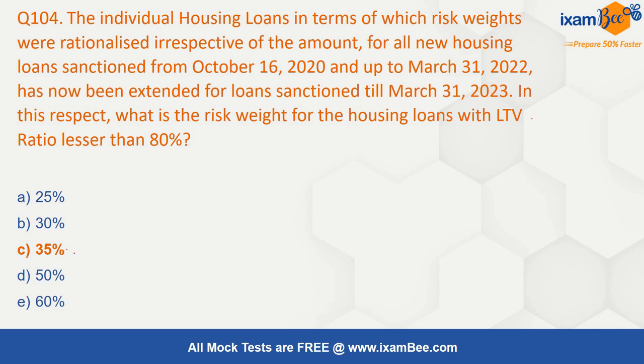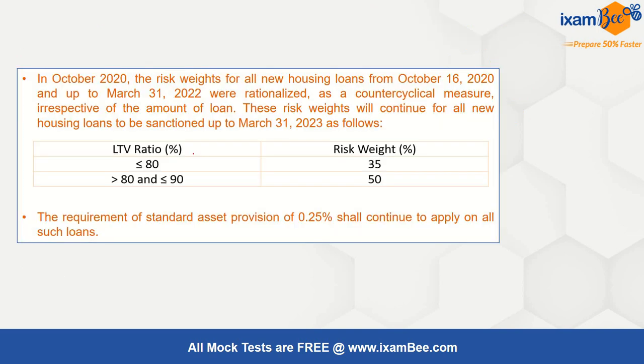So here 35% is the risk weight, and if the LTV is higher, you see the risk weight increases, because as I said, for a 1 crore house, here you have given a loan of more than 80 lakh. So here the exposure is higher, so the risk increases.